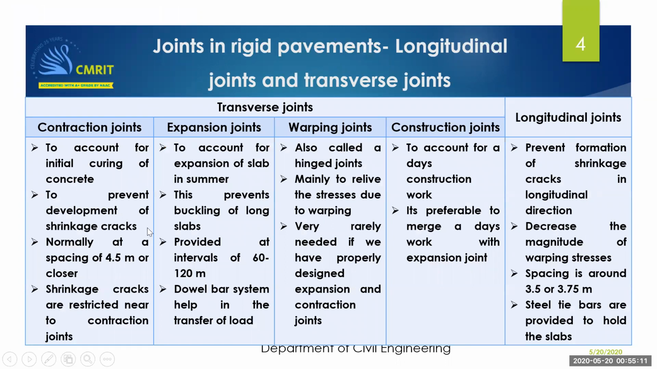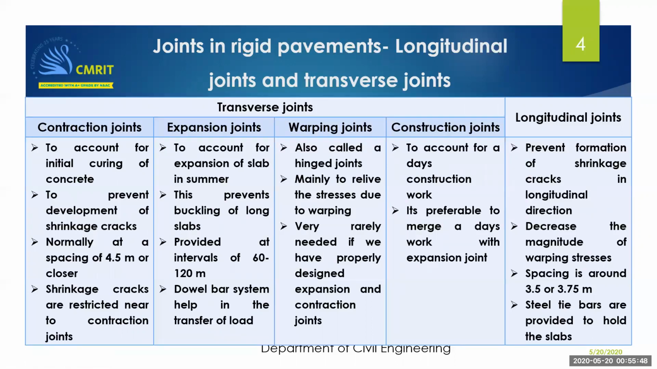Now, this slide gives you a glimpse of the different types of joints and what exactly they are. Broadly, we can classify them into two: transverse joints and longitudinal joints. Transverse joints we classify into four different categories: contraction joints, expansion joints, warping joints, and construction joints, and finally we also have the longitudinal joints. Now let us deal with each joint.